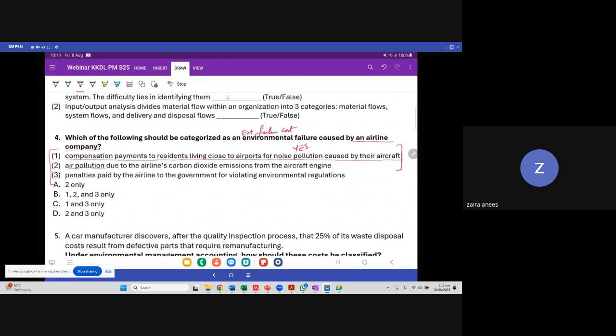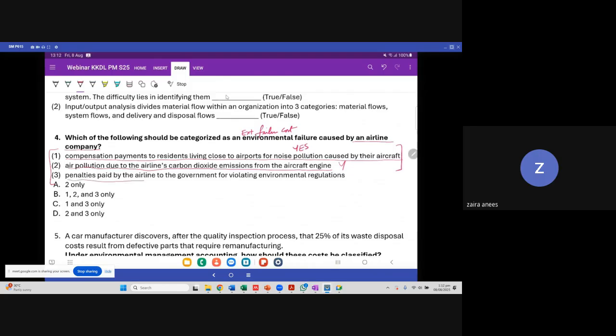Air pollution due to the airline's carbon dioxide emission from aircraft engines. Yes, because if you spend money on trying to reduce the carbon dioxide emission, that will come under prevention. If you have installed a device which will measure the carbon dioxide which is emitting in the environment, that is the detection, right? And internal failure is quite unlikely in this case. There will be external failure.